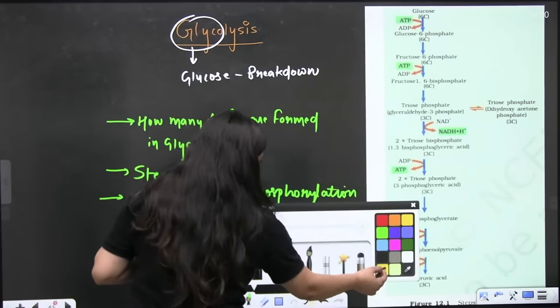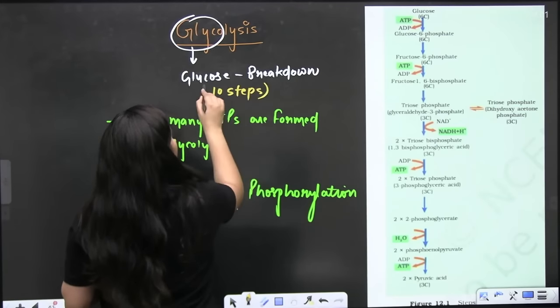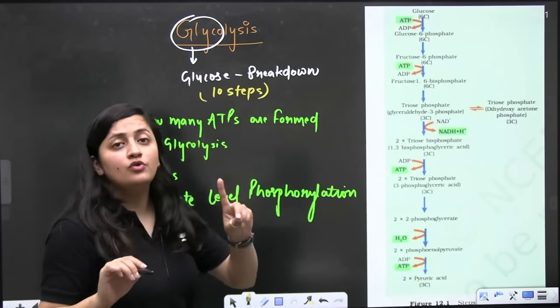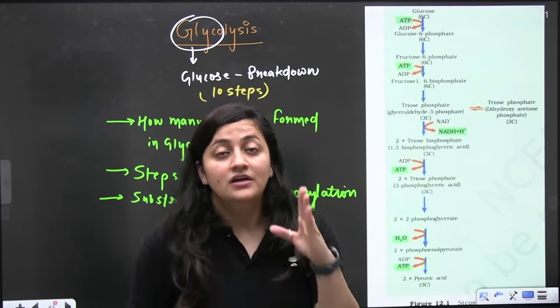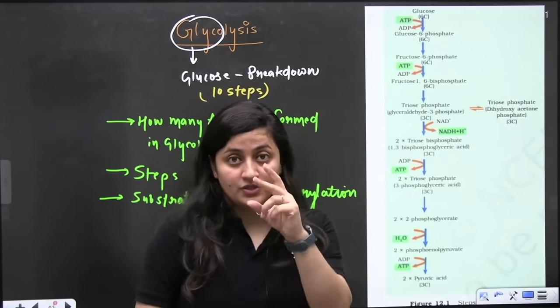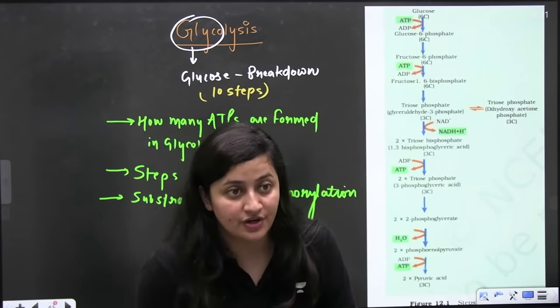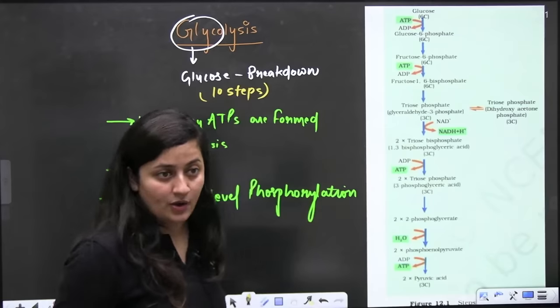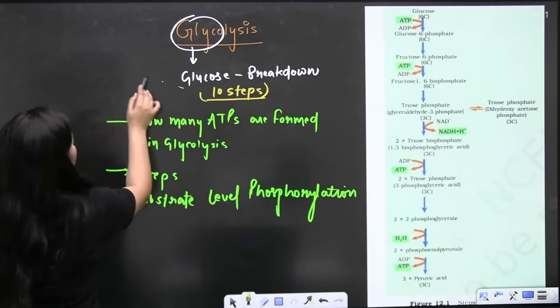When you talk about glycolysis, it's a 10-step process. Whenever you talk about respiration, it is catabolic, a breakdown. Respiration is a multi-step process, and for every step, energy is required. So, 10-step process it is.